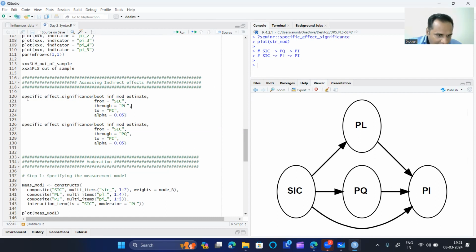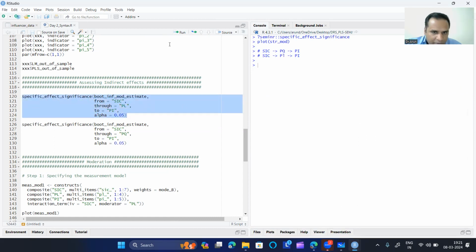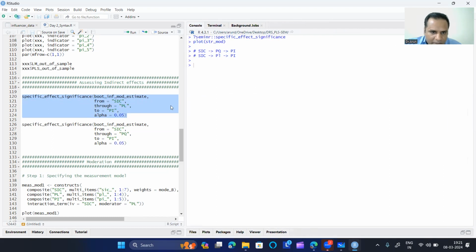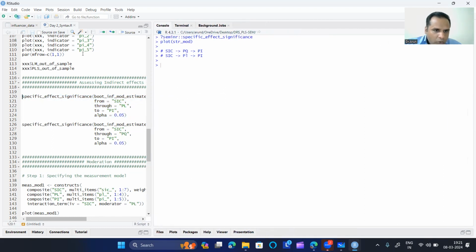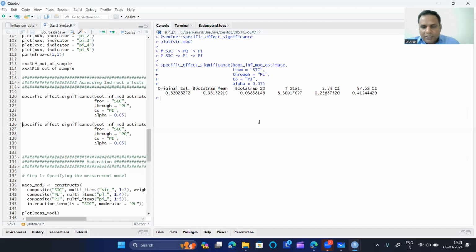So let me do first, I think the syntax is for PL. Let me check it for PL, and let me minimize this and run this. Line number 120, I'm running it. All of you pay attention. Now, can anybody tell me, does PL mediate the relationship of SIC and PI? Can anybody tell me? Felix, you go ahead. Unmute and tell. Sir, significant, sir, since there is no zero in it.